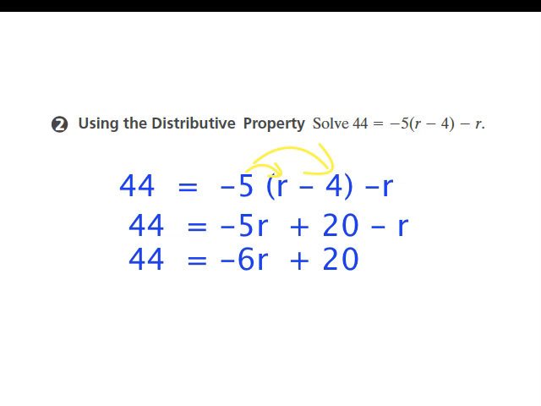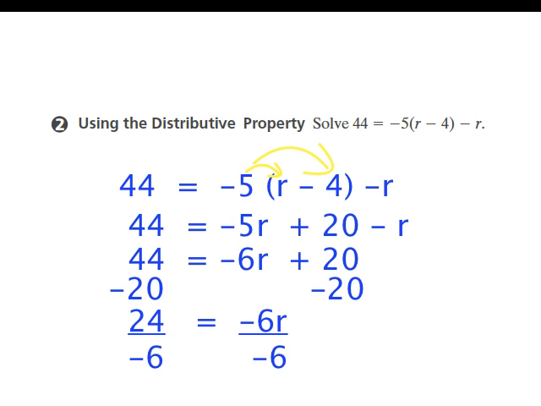Now you're ready to subtract 20 from both sides. So we end up with 24 equals negative 6r. Then we can divide both sides by negative 6. 24 divided by negative 6 is negative 4. And negative 6r divided by negative 6 is just r. So r equals negative 4.